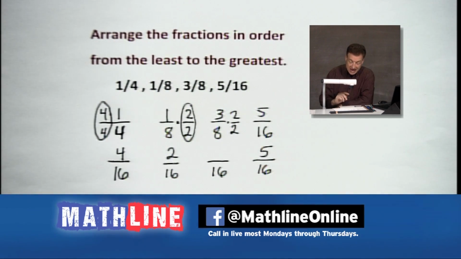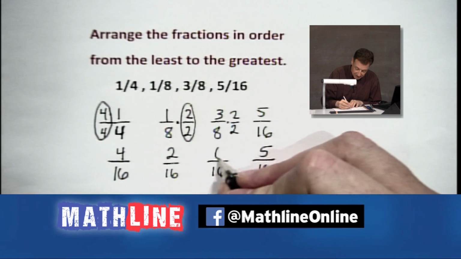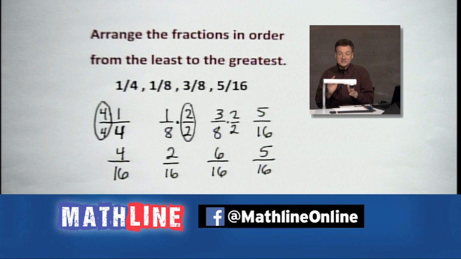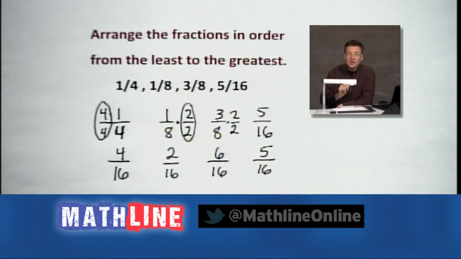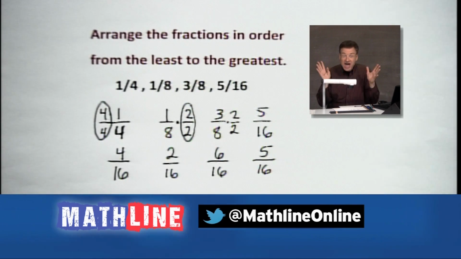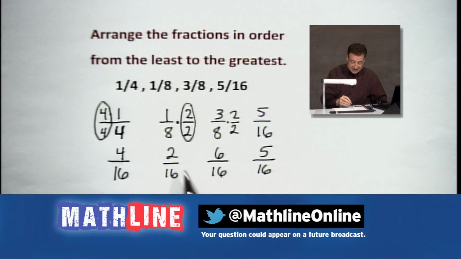And let's go for this last one since I've left you hanging. I know you guys have already figured it out. 3 times 2 will get you 6. And now you can tell who's smallest, who's largest, and who's in the middle, and what order they come in. Anything you want to know about those 4 fractions, you got it.